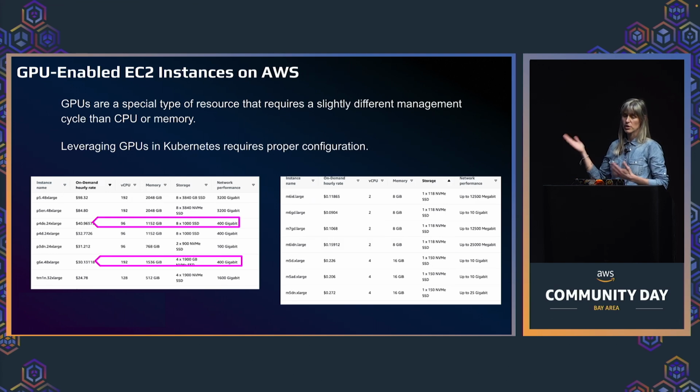So GPU, for us, it's a special resource type where it's a little bit different when it comes to management, as well as it has more computational power. It serves different needs, right? But if we're talking about Kubernetes, there is still a requirement to do some configuration, things like that.